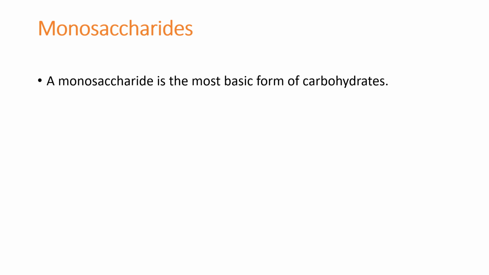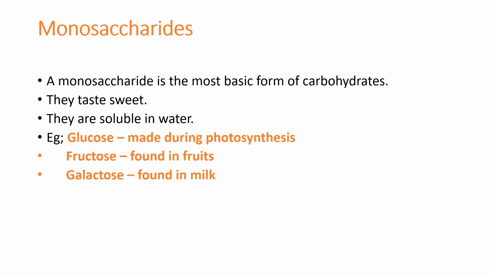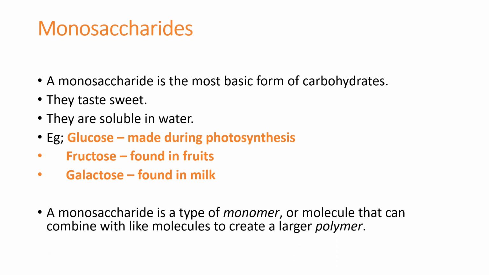Monosaccharides. A monosaccharide is the most basic form of carbohydrates. They are sweet and they are soluble in water. Examples of monosaccharides are glucose, which is made during photosynthesis and we all use it during respiration to release energy. Fructose is found in fruits and galactose is a monosaccharide found in milk.